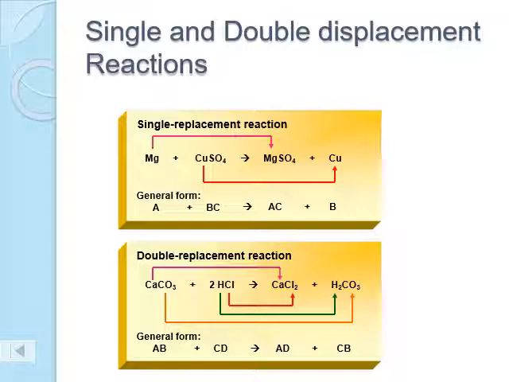In general form, we can represent the single displacement reaction as A plus BC gives AC plus B, and the double displacement reaction can be represented in the general form as AB plus CD gives AD plus CB.